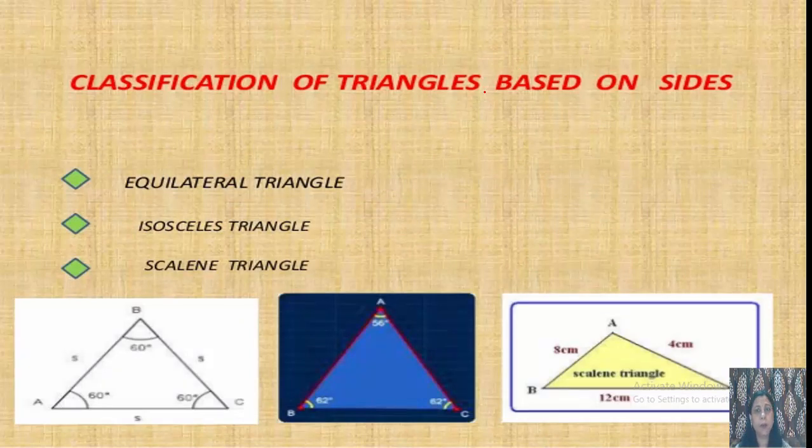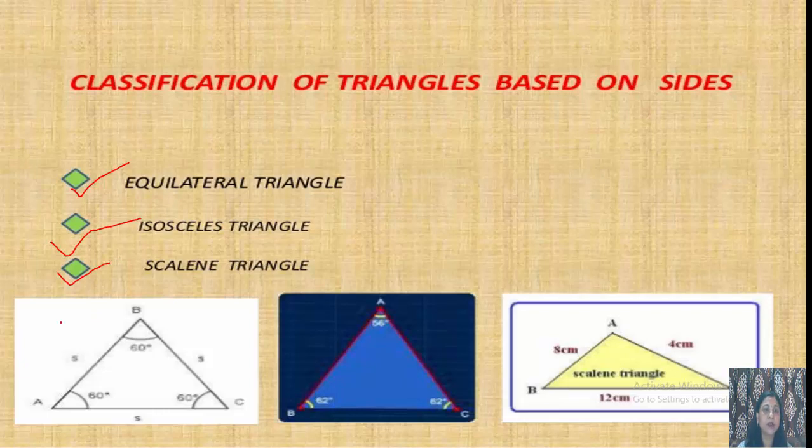ये सब आपने पढ़ा हुआ है पहले से. It's just for revision. आप ये मान के चलिए क्योंकि 6th 7th क्लास में आप इतना पढ़कर आते हैं. तो on the basis of sides, the triangles are of three types: equilateral triangle, isosceles triangle and scalene triangle.